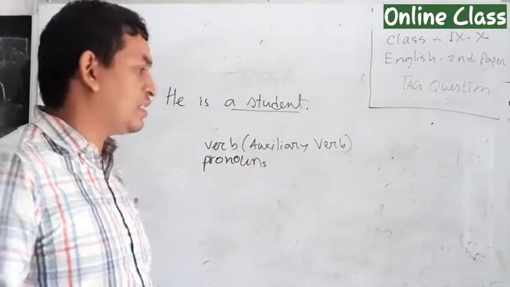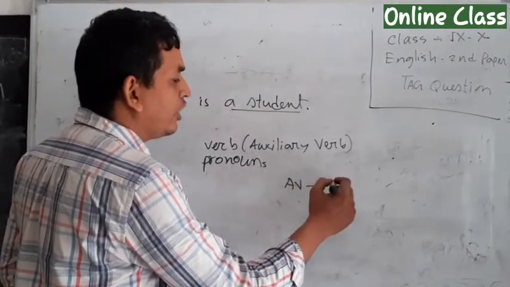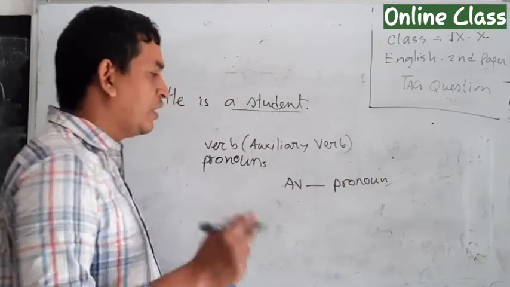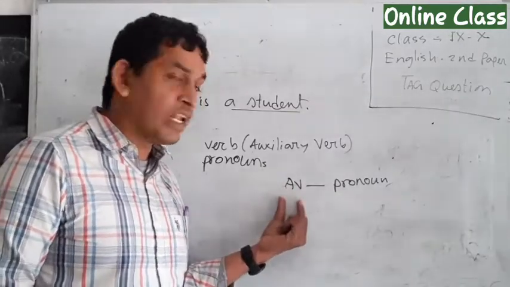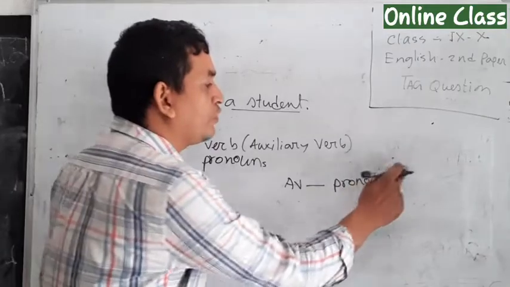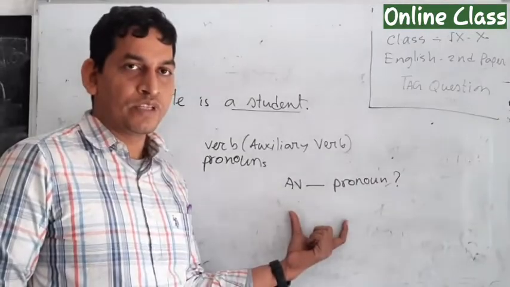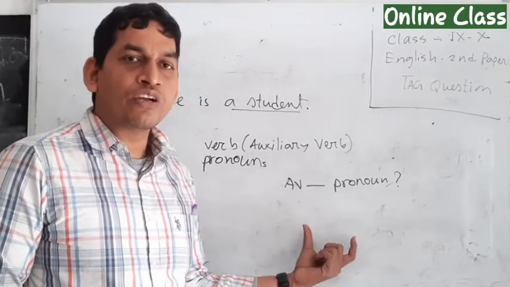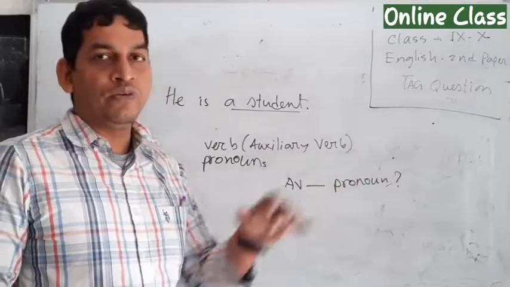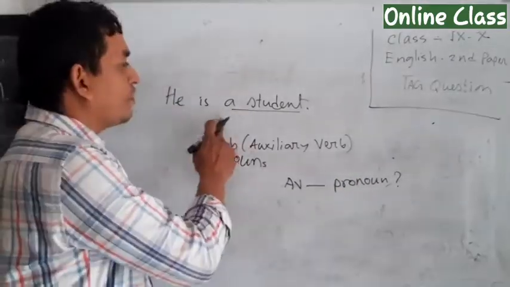The formation of a tag question is that first of all you have to write an auxiliary verb and then you have to write a pronoun. This is quite common. After that, we have to use a question mark or note of interrogation because this is a question. To get the auxiliary verb, we must read the statement carefully.